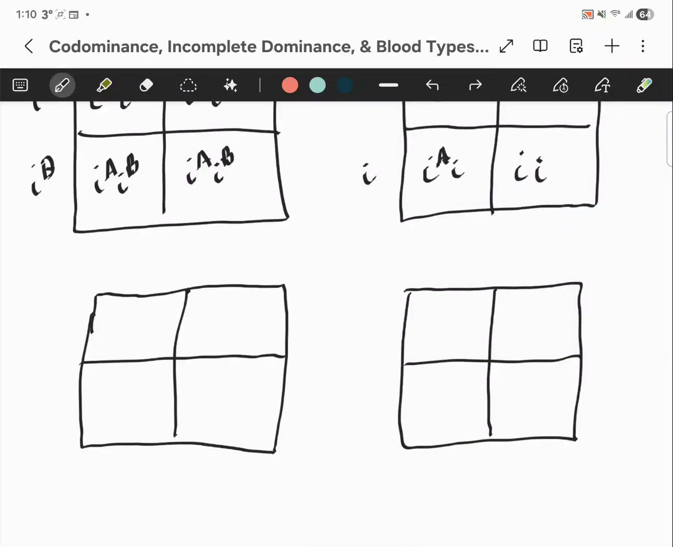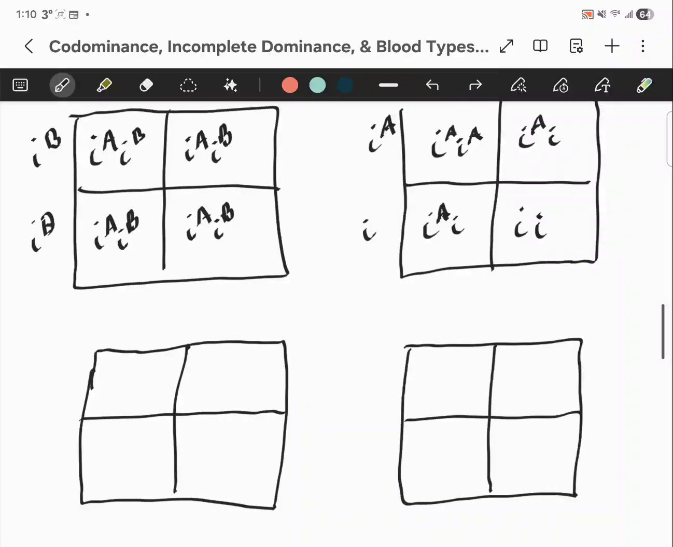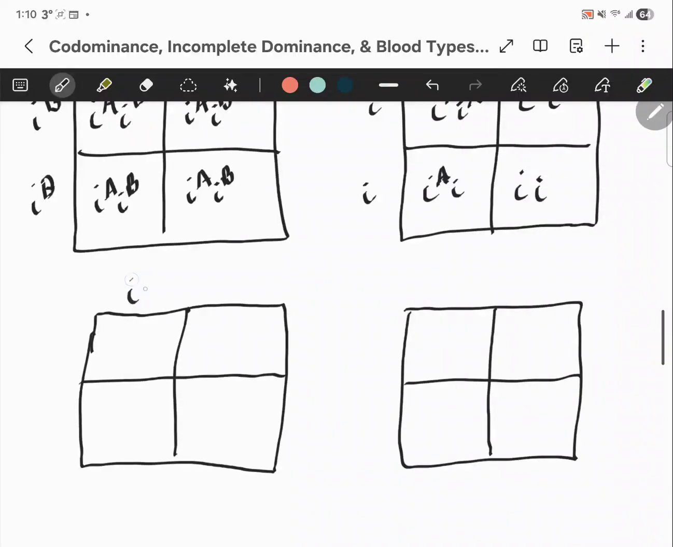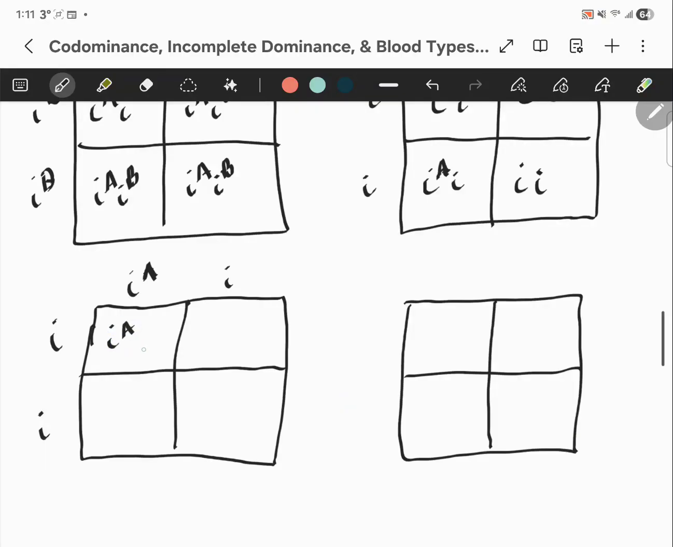All right, let's do a couple more examples. What if we have somebody with type A blood and they're heterozygous for it, so they might look like that? And then somebody else that's homozygous for type O blood, or in other words, they have type O blood, and that's the only way they can have type O blood. Well, when we plug this in, we get that half of the kids are going to be type A, and the other half are going to be type O.